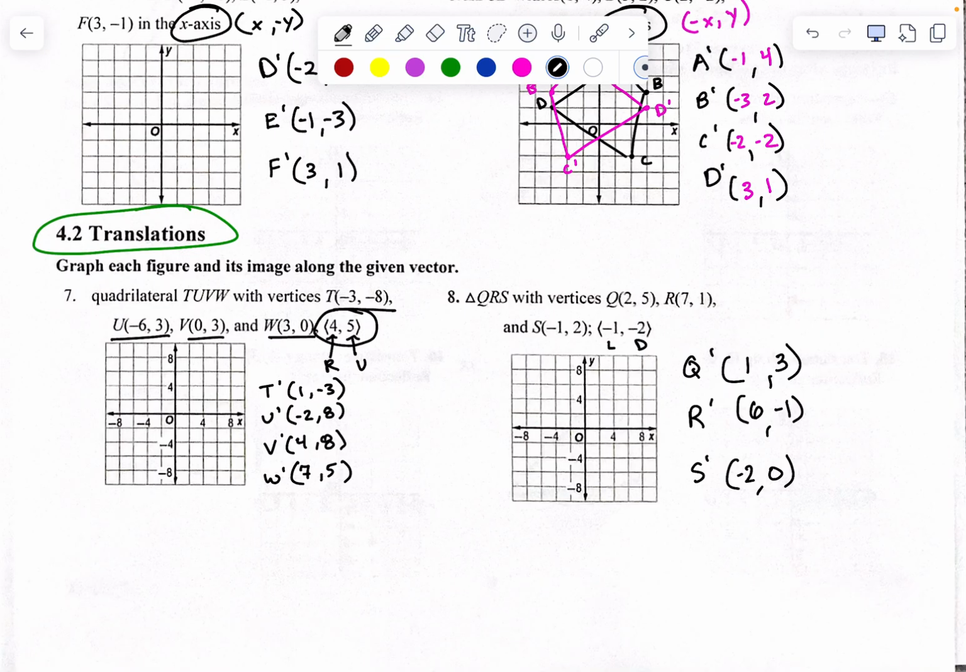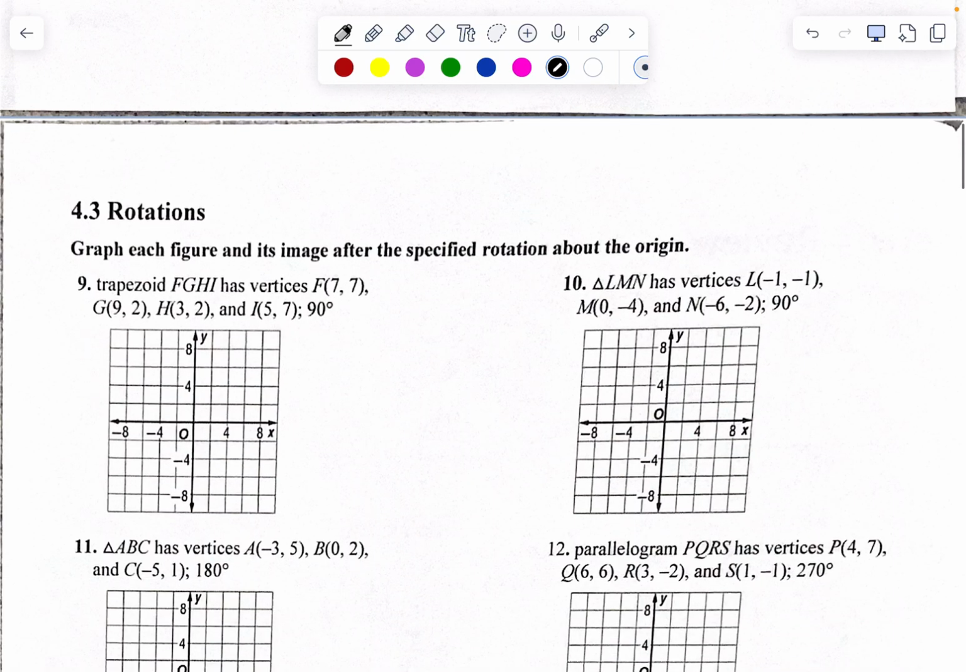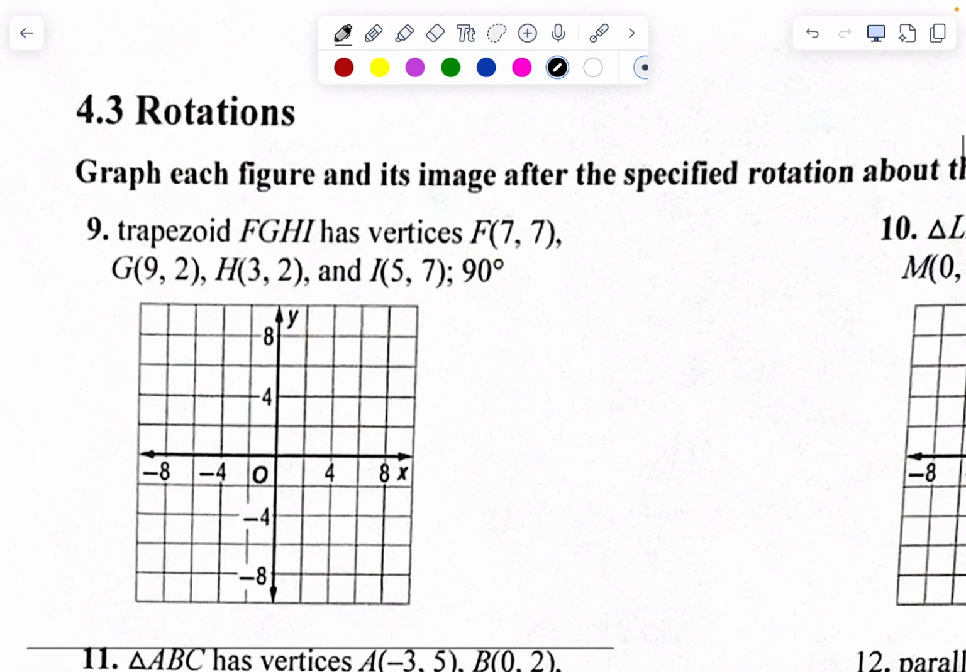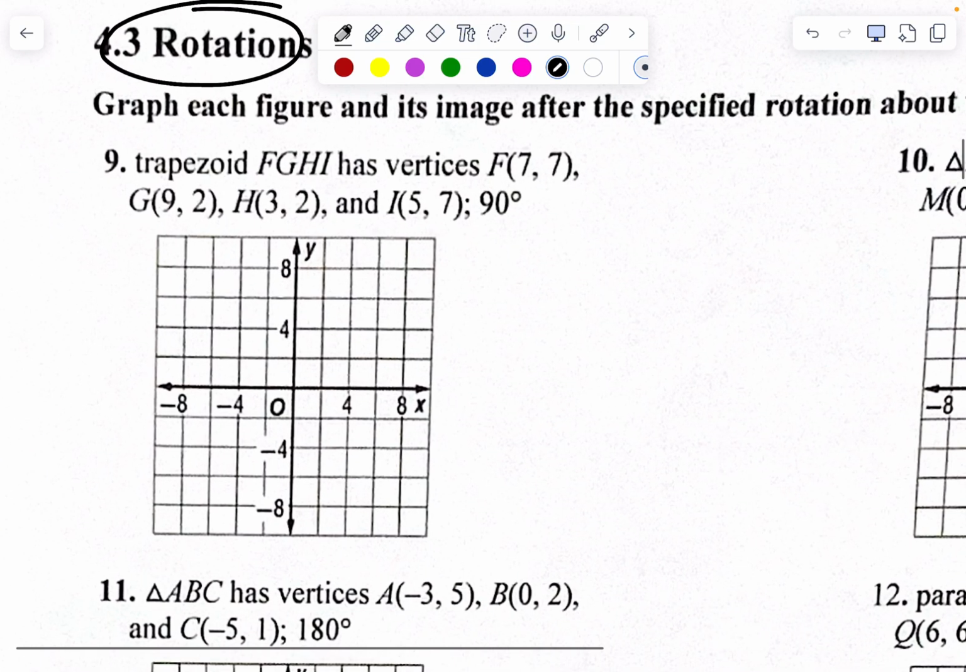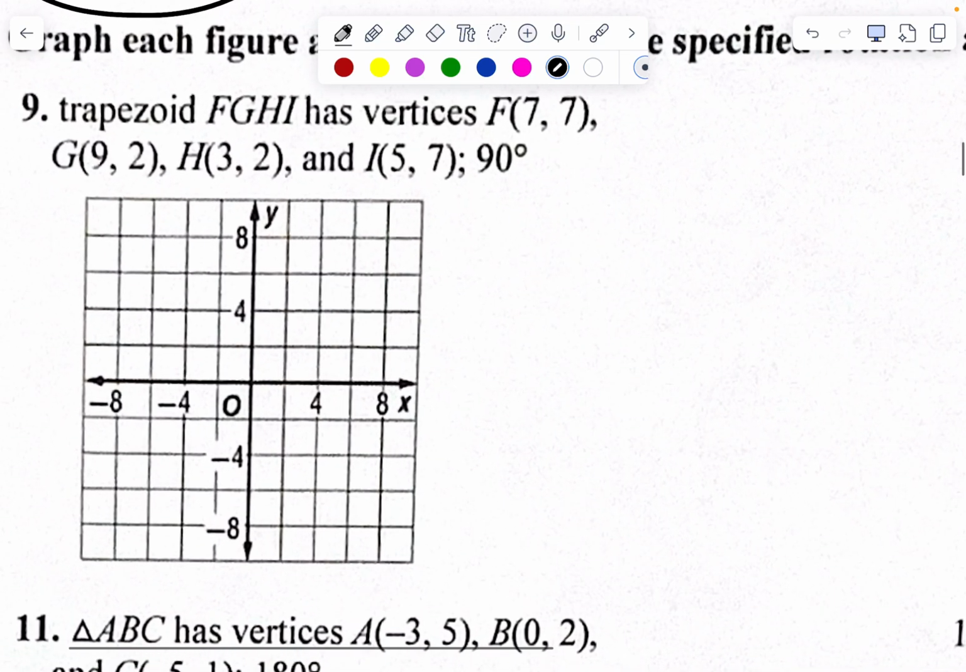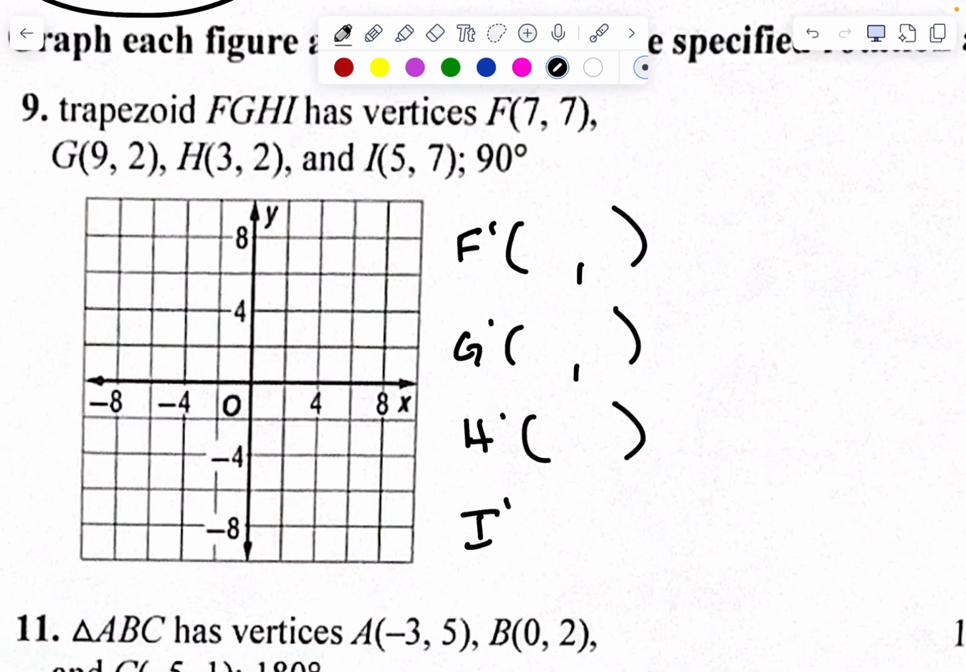All right. Now we rotate. I'm going to be lazy again. I'm not going to graph. F, G, H, I. Why are we so country right now, guys? Come on, country, we're southern. F, G, H, I. 90 degrees.